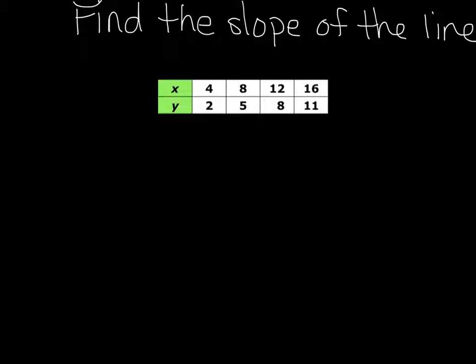A lot of times when students see this table, they don't really realize what information they're getting. Since they're finding the slope of this line, they're making the assumption that this is a linear relationship. So if we look here, we have x is 4 when y is 2. So that's actually a coordinate pair. Here is another coordinate pair: when x is 8, y is 5.